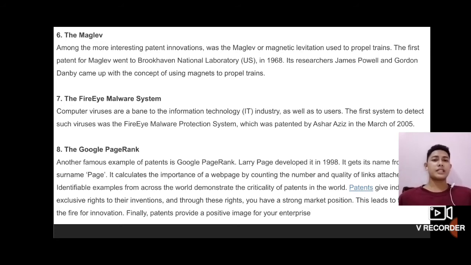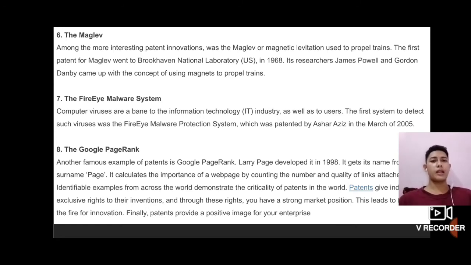Next is the FireEye malware software. Computer viruses are a bane to the information technology or IT industry as well as to users. The first system to detect such viruses, the FireEye malware protection system, was patented by Ashar Aziz in March of 2005.